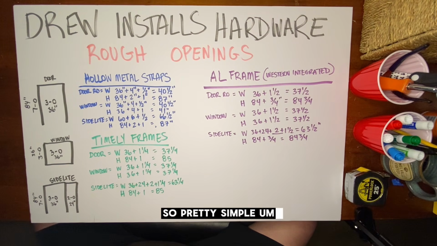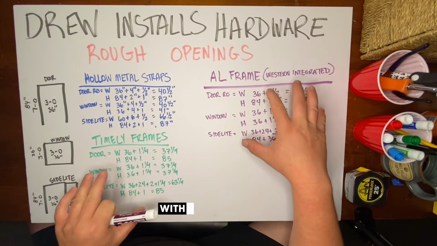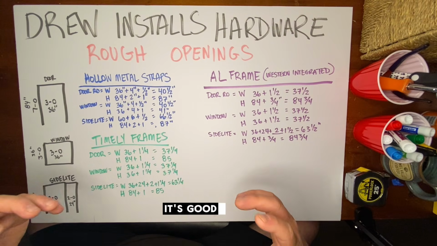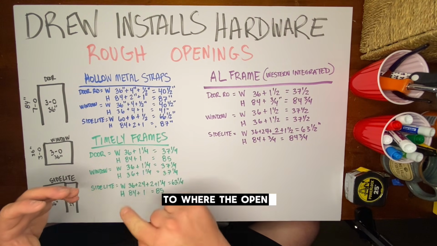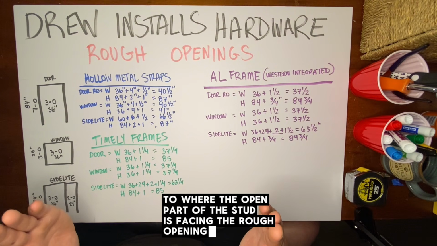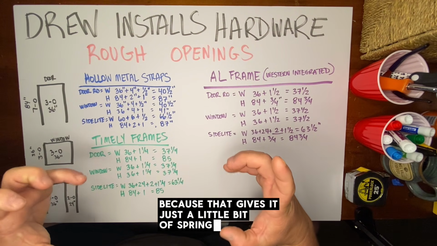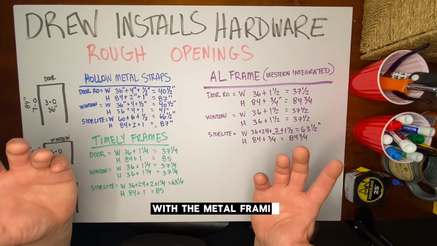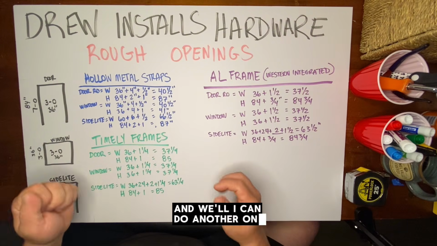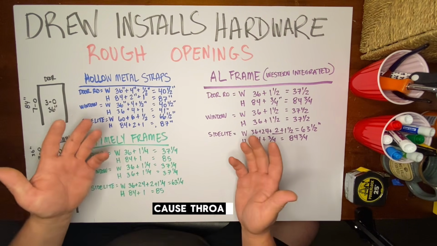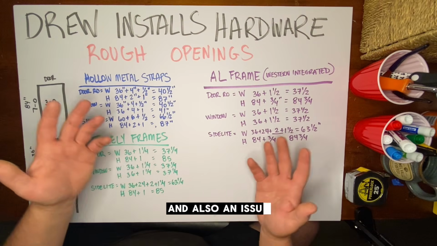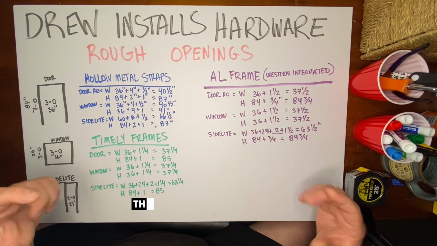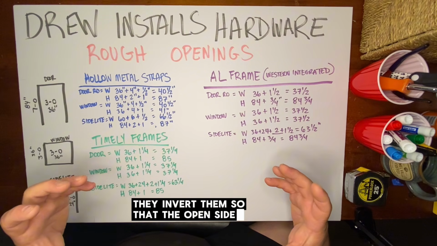So pretty simple. Something to think about too with the Timely and the aluminum frames, when it's metal studs, it's good to invert the stud to where the open part of the stud is facing the rough opening, because that gives it just a little bit of springiness. And we know that depending on how the headers are built with the metal framing, there's a buildup. And I can do another video on throat sizes, because throat sizes are super important and also an issue we run into a lot. But yeah, with the metal studs, they invert them so that the open side is towards the rough opening.